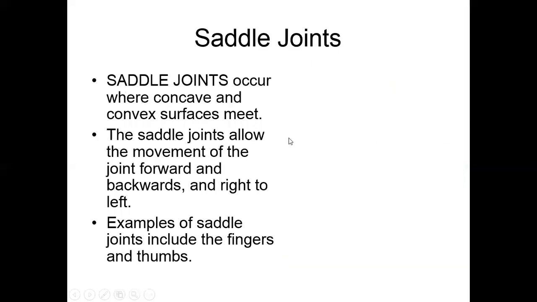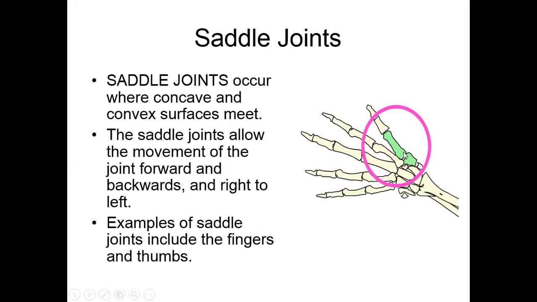And also the next one is the saddle joint. The saddle joints are where concave and convex surfaces meet. The saddle joints allow the movement of joints forward and backwards and right to left. Examples of saddle joints include the fingers and thumbs. We find them a lot in the fingers and thumbs, and this is the reason why people can make sounds with their thumbs and fingers. They can break them easily. The reason is the joint which you have, called the saddle joint, because there is normally space between the bones. It's not very fixed together, and that allows you to move your fingers the way you want to.